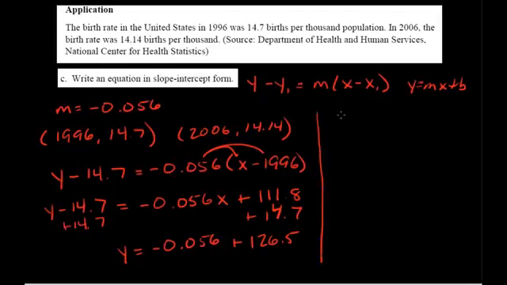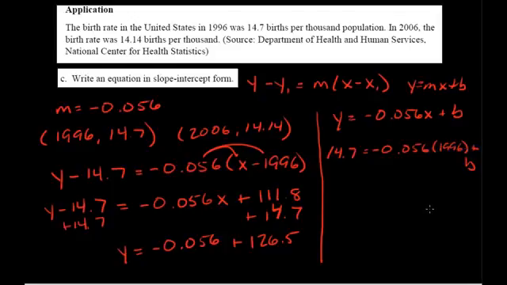If I want to use y equals mx plus b, we can do the same sort of thing. We substitute 0.056 for the slope, and now we need to solve for b. So I'm going to substitute a value for y and a value for x using one of our ordered pairs. I'm going to use 1996 and 14.7 again. So I'll put 14.7 for y, and I put negative 0.056 times 1996 plus b.